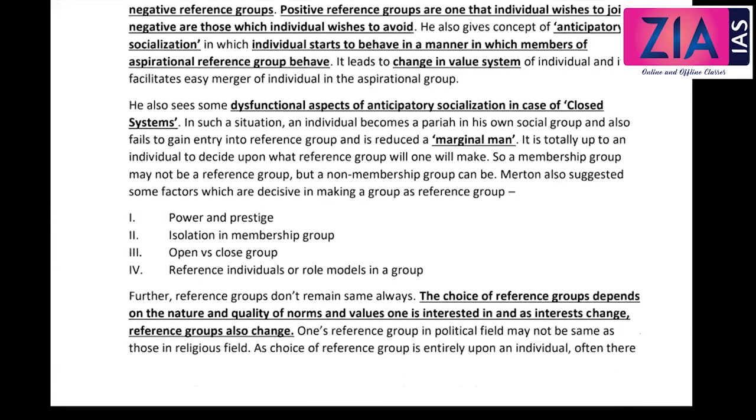Okay. So now, how to select the reference group? It can be based on power, prestige, whether it is open or closed. You will consider only an open system as the reference group because you want to become a part of them, right? Reference individuals or role models in a group. You like a person, your role model. For example, it can be a film star, so you want to become a member of this Bollywood community. Or you like some IAS officer and you consider that as your role model, or an IPS officer and you consider him as the role model. So you automatically become one among that. Or you want to become one among that. So based on that only, you will select the reference group.